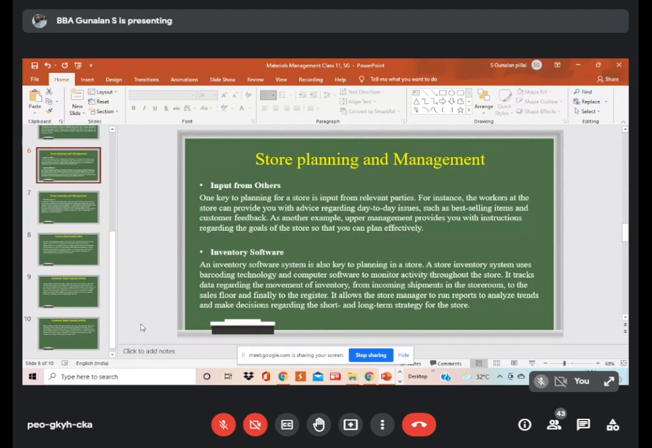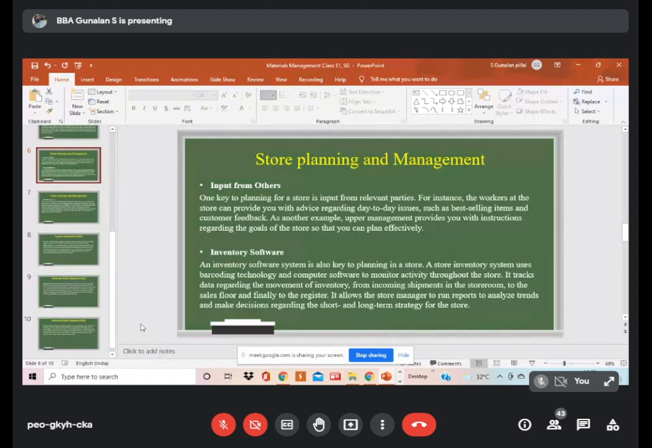Then inventory software. Computer software is essential in store management. An inventory software system is also key to planning in a store. A store inventory system uses barcoding technology. By scanning the barcode, you can find out whether a product is available or not. And computer software monitors activity throughout the store.